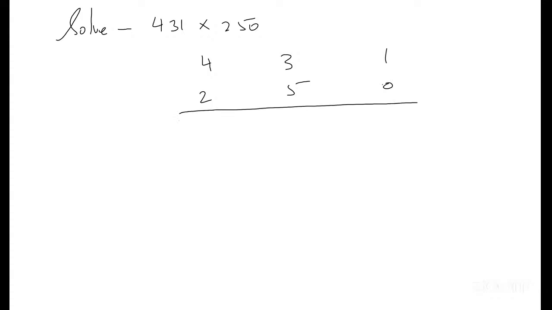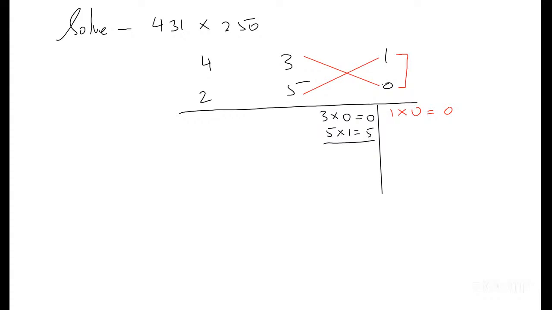First step, we multiply up and down. So 1 into 0, 0. Second step, we will cross multiply and add. So cross multiply 3 into 1, 3 into 0, 0, and 5 into 1, 5. Add them. We will have 5.